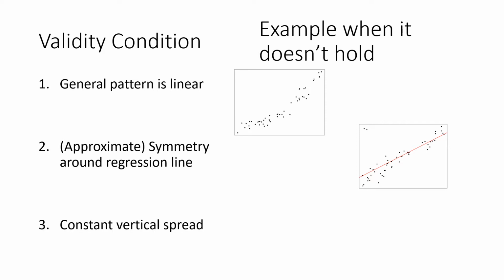And finally, there should be constant vertical spread around the regression line. So an example that does not have constant vertical spread might be a scatter plot that looks like this. This is a pretty common type of non-constant vertical spread known as a fan shape, where the regression line fits very closely to points that have low values of the x variable, and then our predictions become worse and worse as our explanatory variable becomes larger.